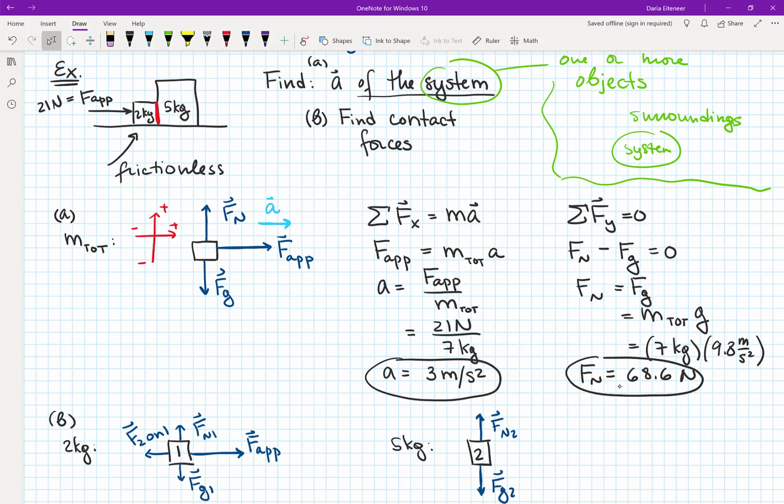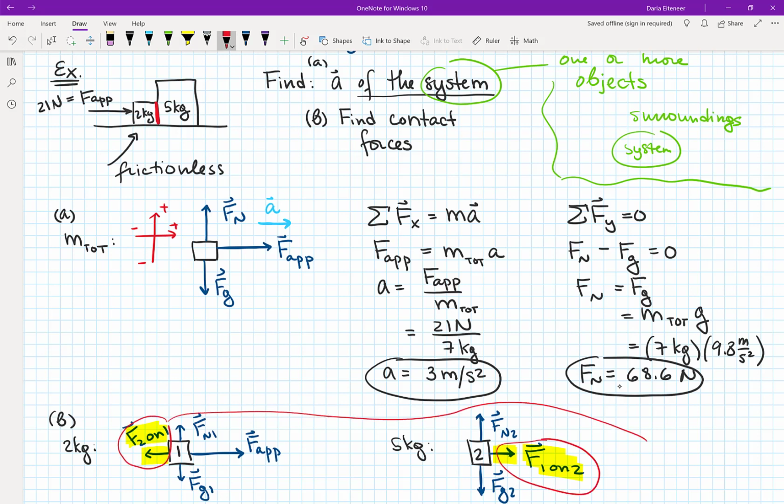So if I go to my other diagram, the 5 kilogram one, the only other force that I need to draw is F1 on 2. And notice the way that I'm drawing this force is equal and opposite to this force. That's our Newton's third law. That's our action-reaction pair. So sometimes you'll also be asked to indicate the action-reaction pair.